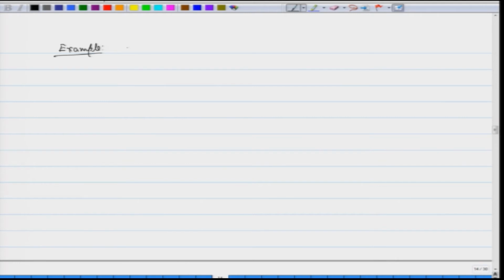Suppose I have this S which consists of just the 0 vector. Fine. What can I say about S? S equal to 0 is what? Is it a linearly independent or a linearly dependent set? That is the question.